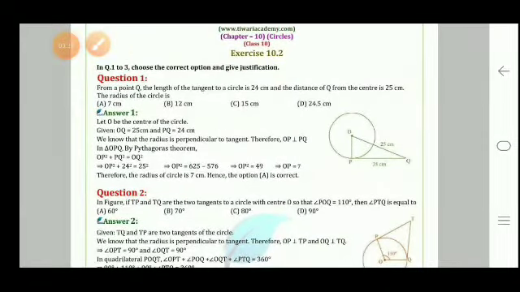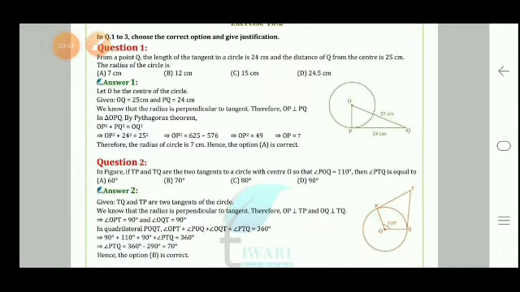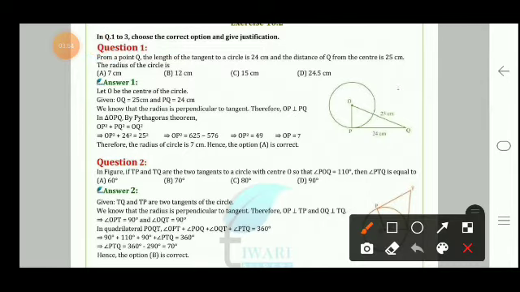Look here, in questions number 1 to 3, choose the correct options. Options are given to us. Question number 1 is: from a point Q, the length of the tangent to the circle is 24 centimeter and the distance of Q from the center is 25 centimeter. The radius of the circle is, we have to tell the radius. So first we are going to draw the figure of this. So we are getting this figure, where PQ is equal to 24, OQ is equal to 25 and OP, that we have to find.